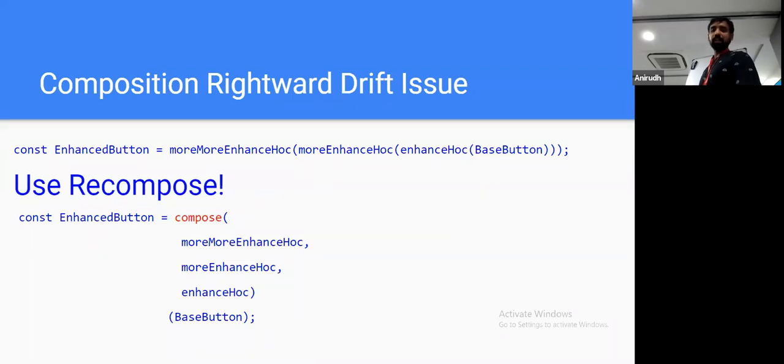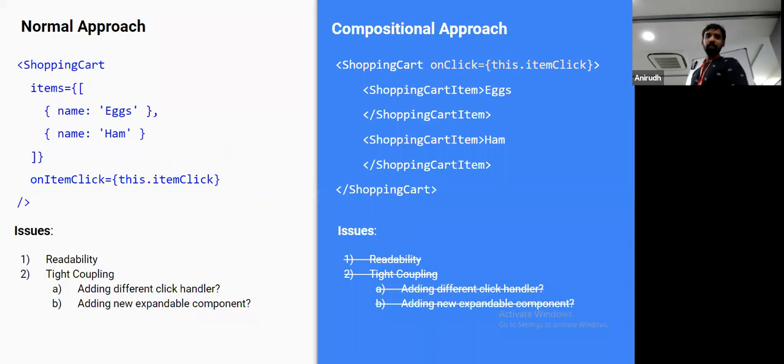So basically in this case, as you see in the compose method, the parameters would be executed from right to left. So first the base button would be passed to enhance HOC, then the output would be passed to more enhance HOC, and that way you would compose the enhance button. So this is the composition pattern which is followed heavily in React.